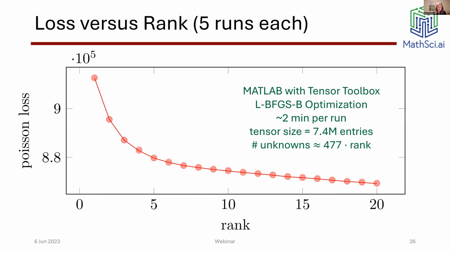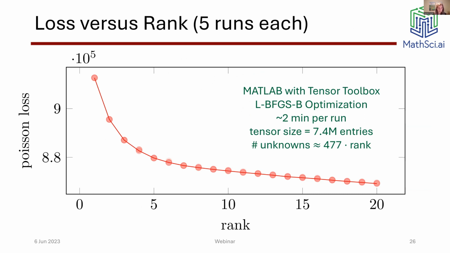So we run this in MATLAB using a nonlinear constrained optimization solver called limited memory BFGS with bound constraints. We run each example at a given rank, so we need to pick what rank we want to use. We'll run a bunch of different ranks and we'll run each one 5 times.